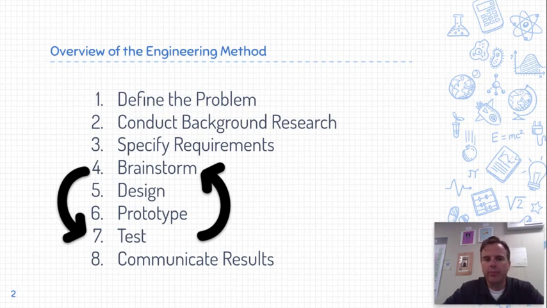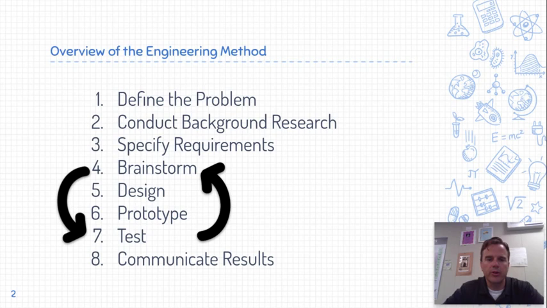First of all, you define the problem, then you conduct background research. That's very similar to the scientific method. The third step is you specify the requirements. This means there are going to be many requirements, and you're going to have to make sure those are written down. Next, you brainstorm. The fifth is you design a solution. The sixth is you build a prototype. Seventh is you test it. And the eighth is you communicate the results.